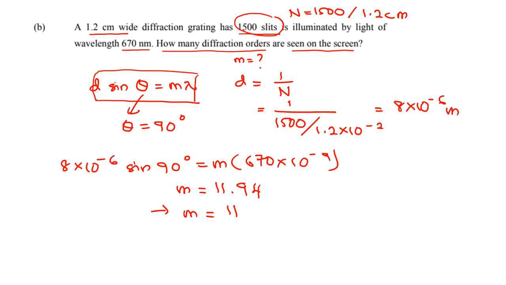So the mark here is 4. How to get 4? Firstly, you calculate the value of d, you get G1. Next, for concept, you choose theta equals 90 degrees and you substitute the values here as G1, and finally the answer.